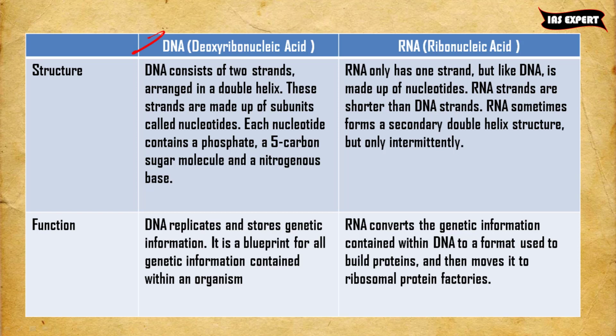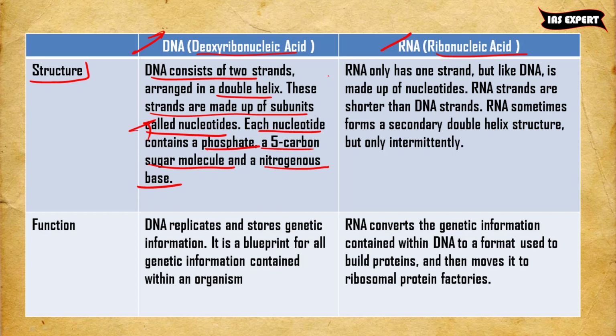DNA stands for deoxyribonucleic acid and RNA stands for ribonucleic acid. Coming to the structural difference, DNA consists of two strands arranged in a double helix, and these strands are made up of subunits called nucleotides, and each nucleotide consists of a phosphate, a 5-carbon sugar molecule and a nitrogenous base. This is the structure of DNA.